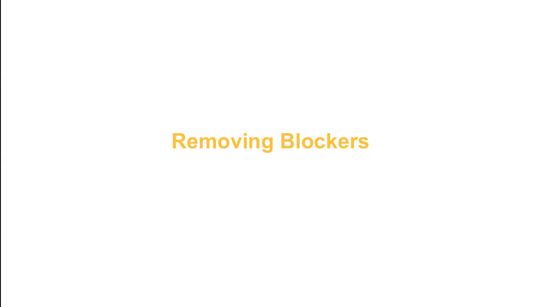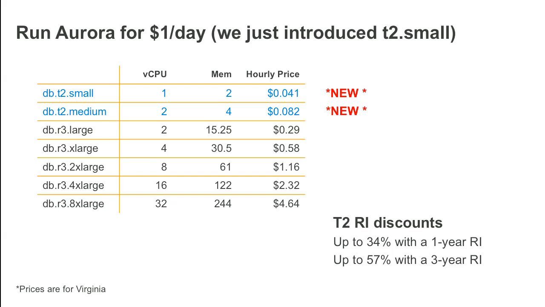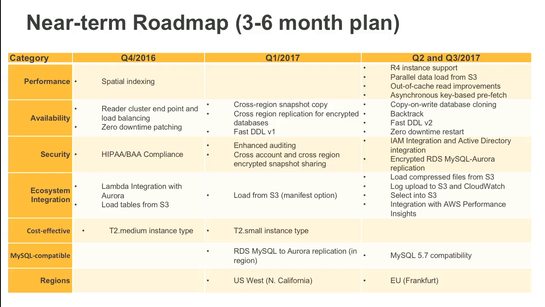There are a few other blockers that we are constantly removing, various certifications that we have, HIPAA compliance, for instance. I talked already about Aurora for T2 medium and T2 small, and so we can run it really cheaply now for dev test environments. There is a near-term roadmap of what we're doing, primarily trying to make it easier to migrate new applications to Aurora, but we also have various other strategic items.